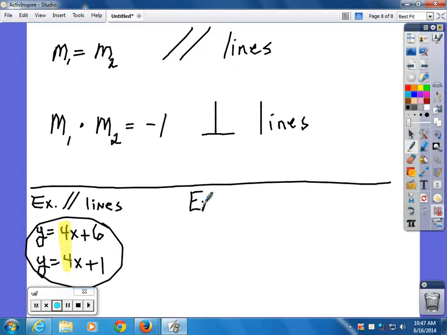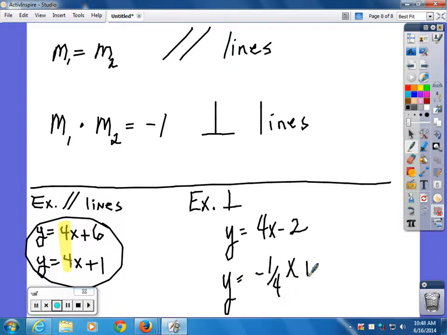The example of perpendicular lines would be y is equal to 4x minus 2 and y is equal to -1/4 x plus 6. What is 4 times -1/4? -1. See, opposite sign, and the reciprocal of 4 is 1/4. So whenever you see the opposite reciprocal, now remember, you need to write that down.